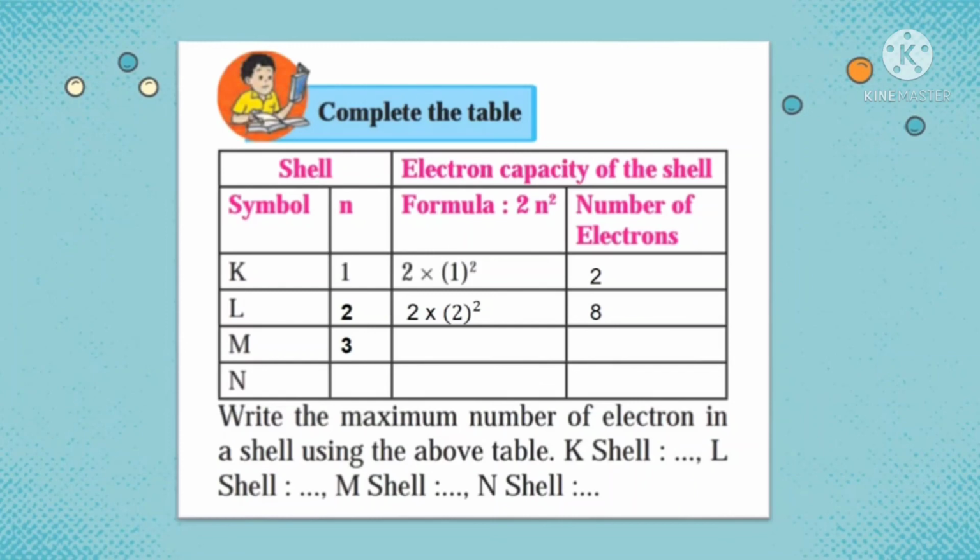See here, now n is equal to 3, so 2 into 3 square. First we will take the square of 3, it is 9, so 9 into 2 is equal to 18. Number of electrons are 18 here.